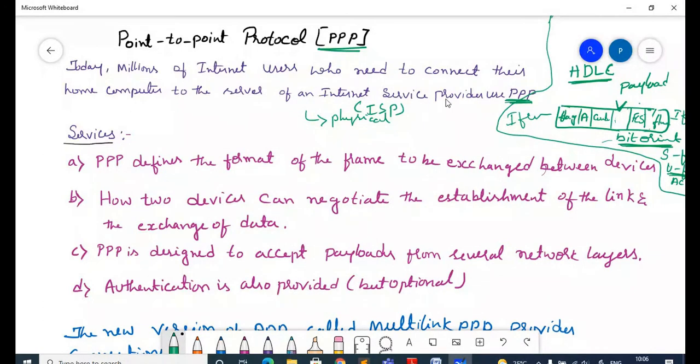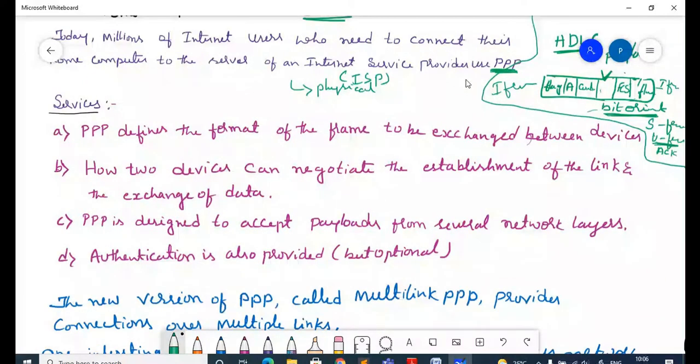Okay. So now at the data link layer, to exchange the data, they have implemented it using point-to-point protocol. So what is the function of this point-to-point protocol? What are the functions or the services supported by the point-to-point protocol? We'll just go one by one. The services supported by point-to-point protocol. Your point-to-point protocol defines the format of the frame to be exchanged between the devices. What is the main function? It is going to give the format of the frame.